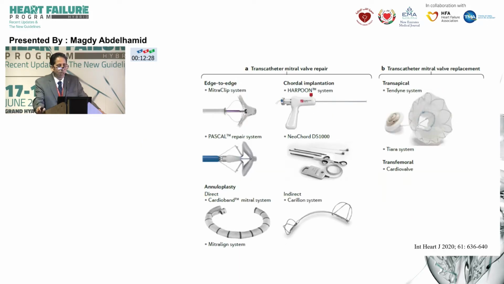to identify which device and which procedure is indicated for this patient. Transcatheter mitral valve edge-to-edge repair, the MitraClip system, the PASCAL system, and the annuloplasty in the form of Cardioband is also available now. And with the recent introduction of different devices, chordal implantation, the HARPOON system, and the indirect one, which is the Carillon system. And recently, transcatheter mitral valve replacement is also introduced, either transapical, such as the Tendyne system, or transfemoral, like CardioValve.